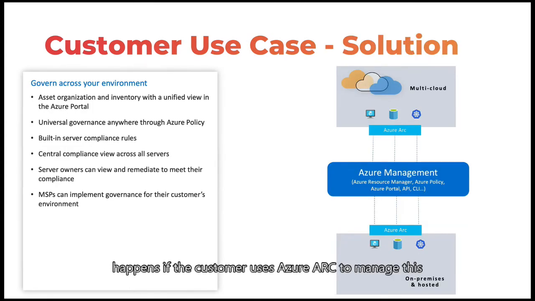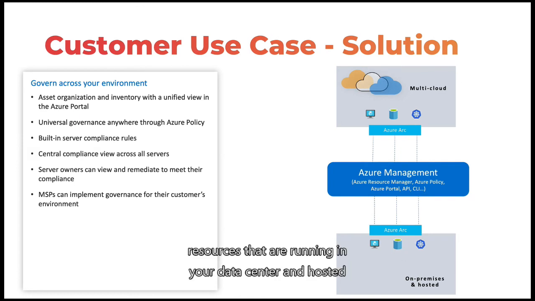Now, what happens if the customer uses Azure Arc to manage this disparate heterogeneous environment? Well, as you notice, Azure Arc is going to bring everything that is running in non-Azure cloud environments. It doesn't matter whether it is GCP or AWS or Alibaba or Tencent or Huawei cloud. It doesn't matter. You can still bring those resources to Azure, and at the same time, you can also bring on-prem resources that are running in your data center and hosted environments and colo providers into the context of Azure.